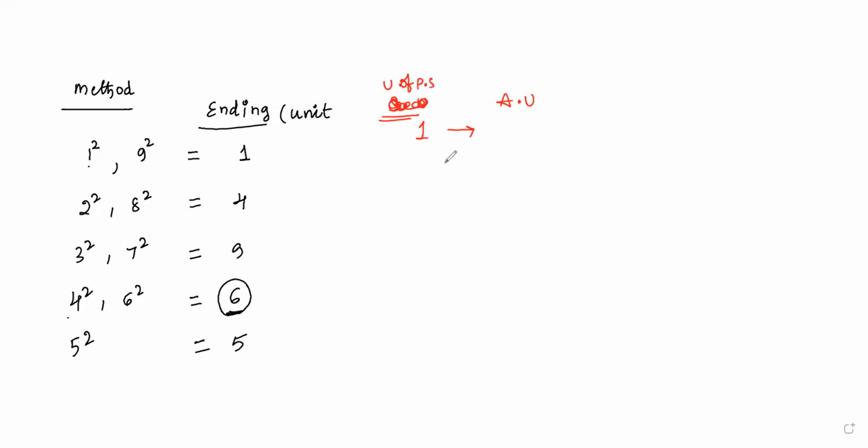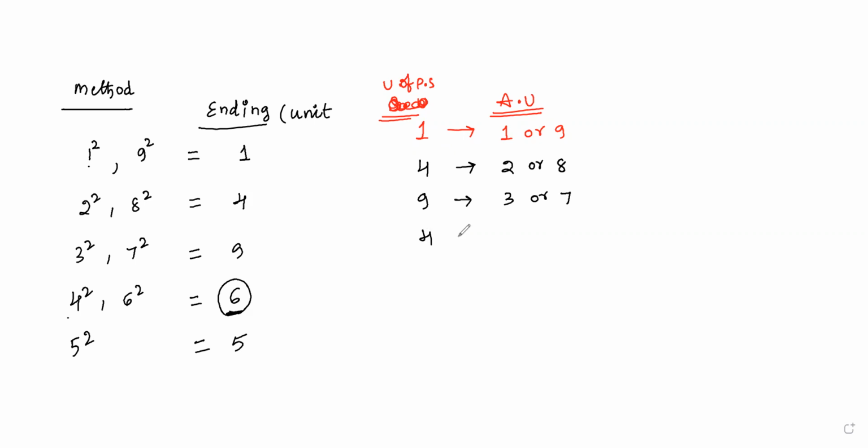Okay, unit place of 1. Then the answer's unit place can be 1 or 9. They are complements of each other, and the sum will be 10. Suppose 4 is there, then 2, and its complement from 10 is 8. Next, if you are taking 9, it is 3, or its complement is 7.